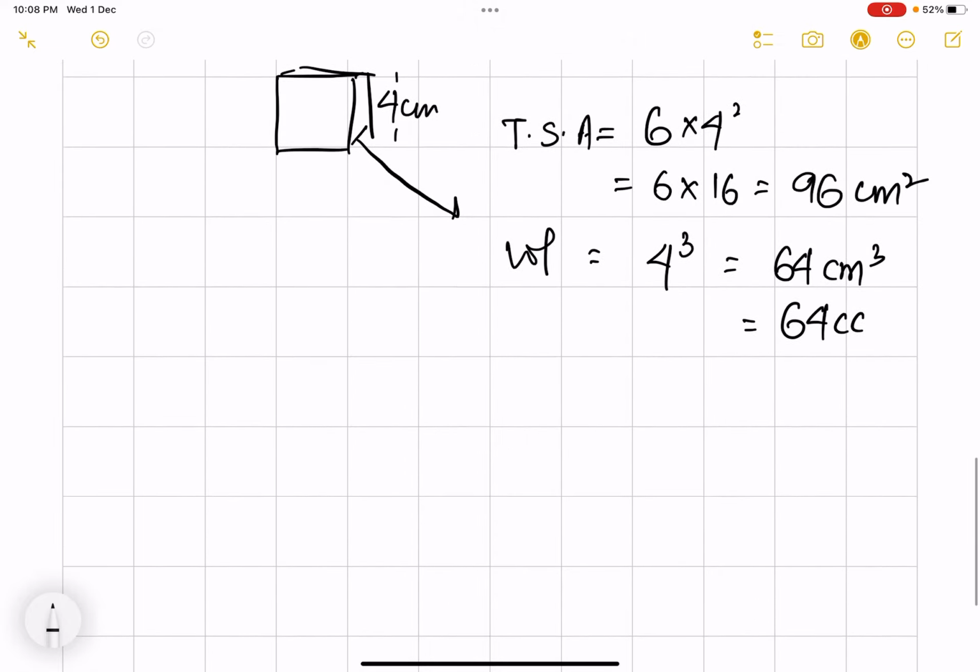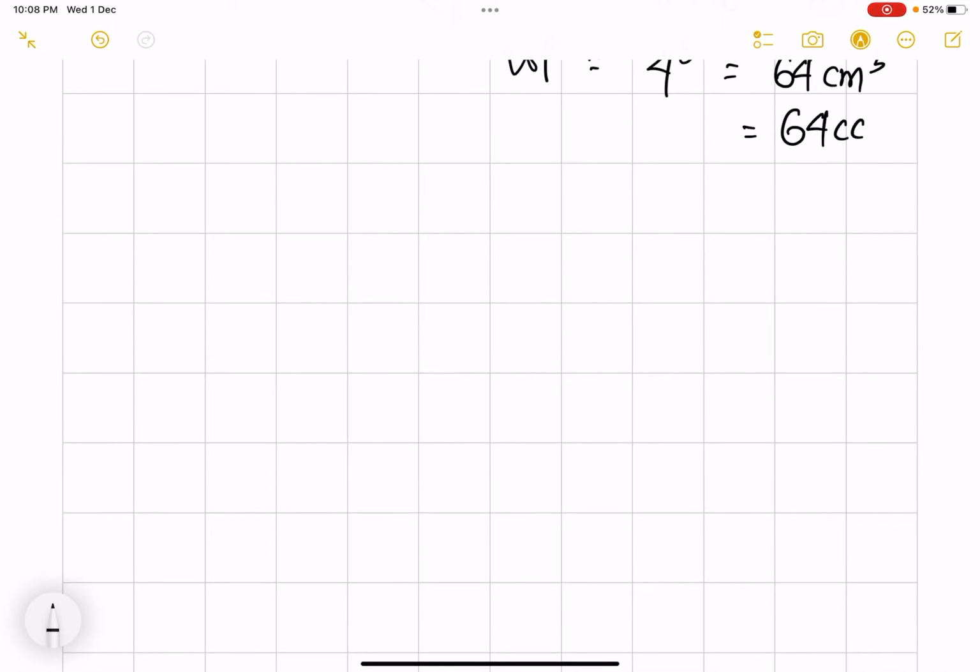Alright. Let's go further. Imagine that there are 3 cubes connected back to back. So the structure will look somewhat like this. You know, this structure looks like a cuboid. A cuboid is an extension of a cube only, which may have different length, breadth, and height.